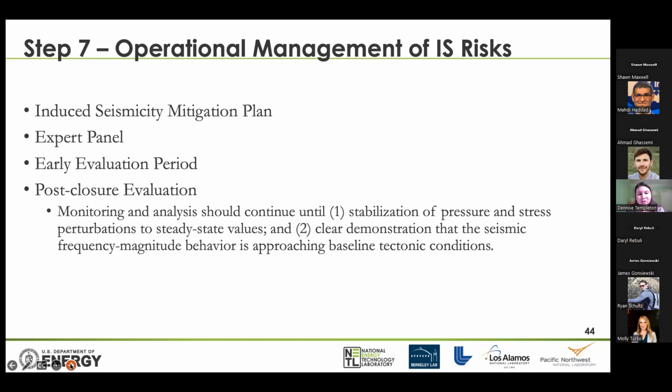We discussed what should be done post-closure. So the monitoring analysis should continue until there's stabilization of the pressure and stress to the steady state values, and there's a clear demonstration that the seismic magnitude frequency behavior is approaching baseline tectonic conditions.